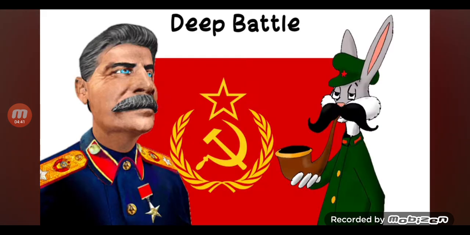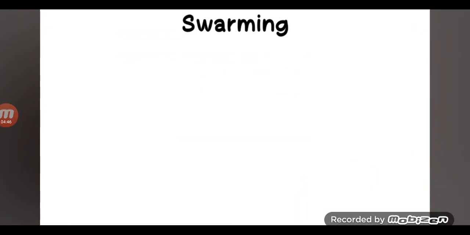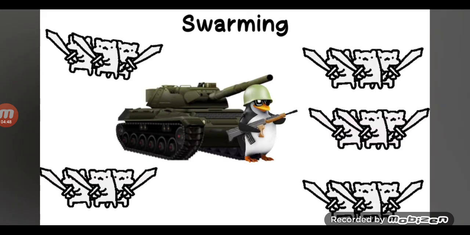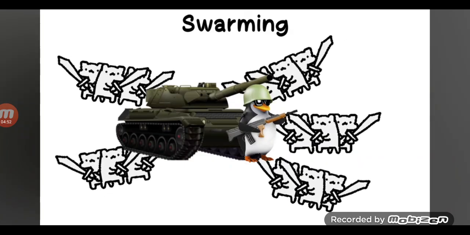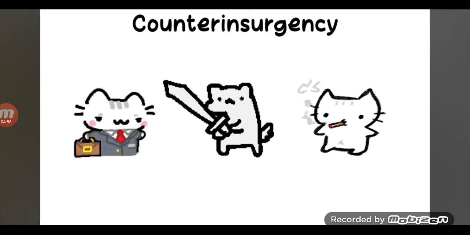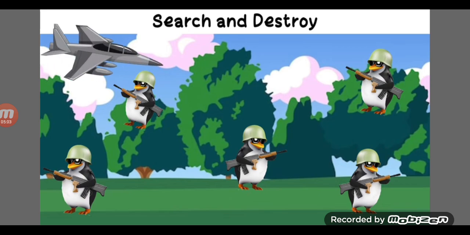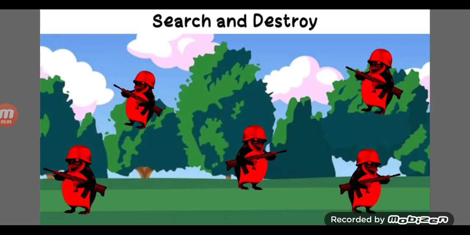Deep battle, a Soviet tactic emphasizing simultaneous attacks deep into enemy territory. Swarming, using a large number of small, fast-moving units to overwhelm an enemy by attacking from multiple directions. Counterinsurgency, a combination of military, political, and social tactics aimed at defeating insurgent groups while stabilizing the population. Search and destroy, a tactic used to find and destroy enemy forces before withdrawing.